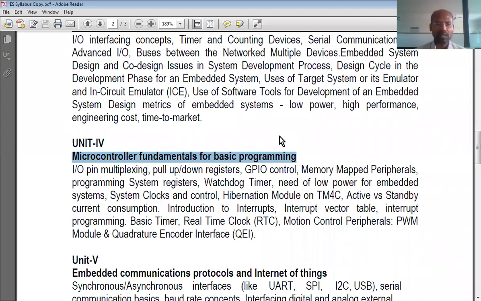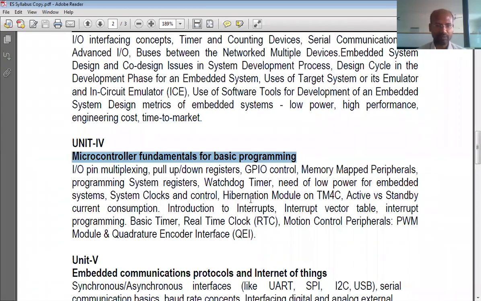Means you have a certain task in your mind. To realize that task, that functionality, how should the programming be? That is what we talk about in Unit 4. We will gain the knowledge that is needed to program the embedded microcontroller.